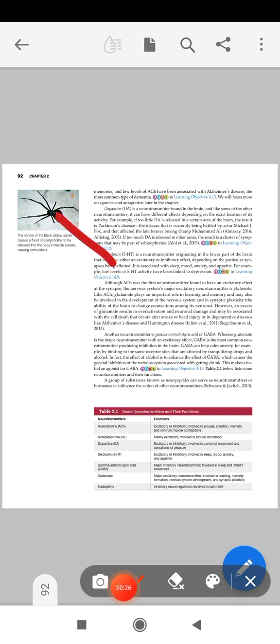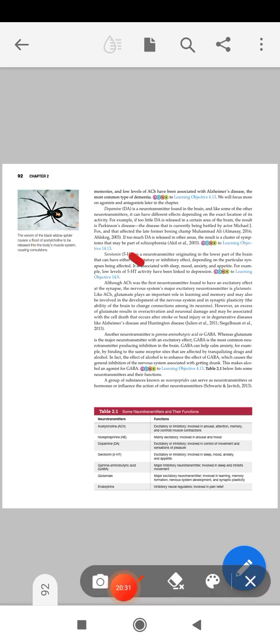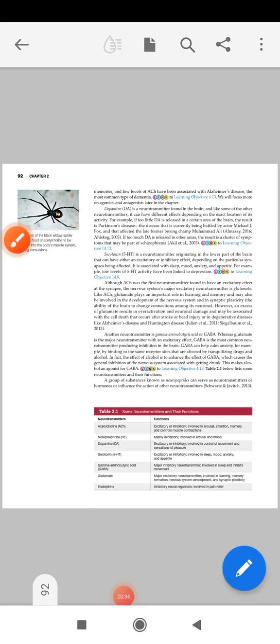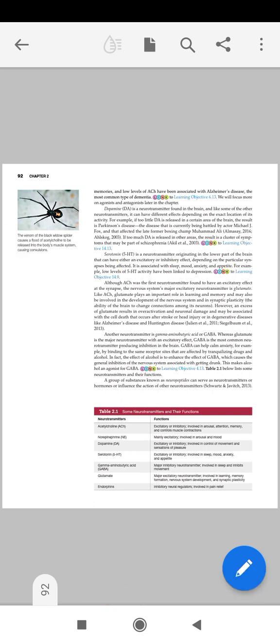It is a neurotransmitter originating in the lower part of the brain that can have either an excitatory or inhibitory effect depending upon the particular synapses being affected. It is associated with sleep, mood, anxiety, appetite. For example, low levels of serotonin activity have been linked to depression. If serotonin is less, it may cause depression, or when we get into depression, the release of serotonin becomes less.